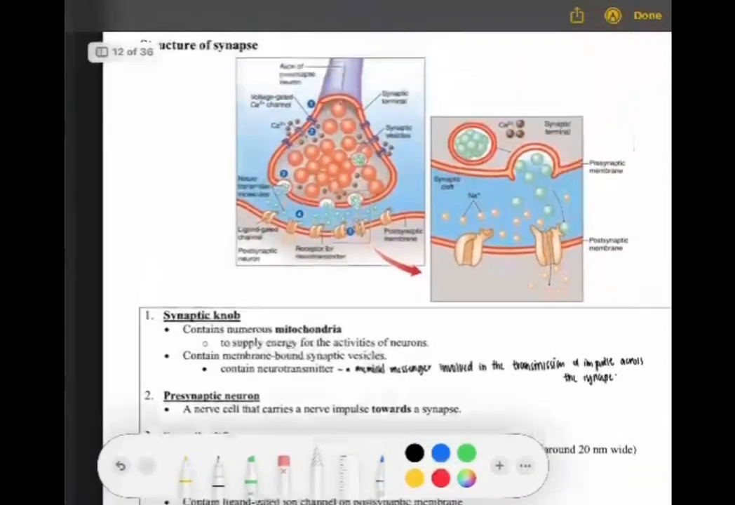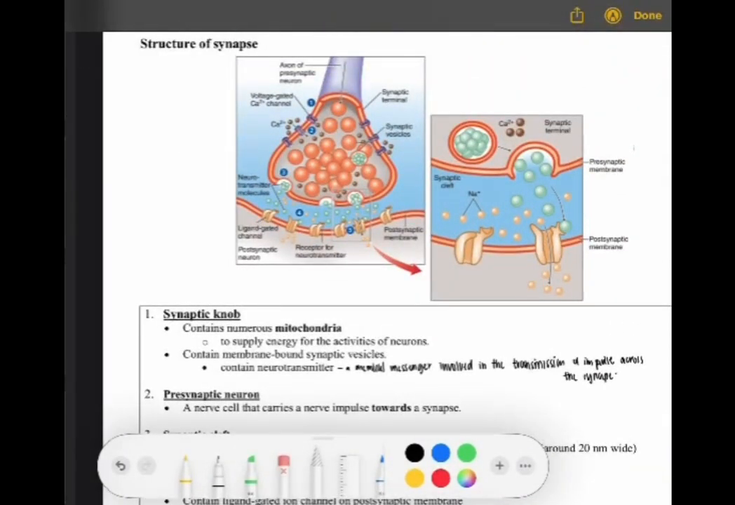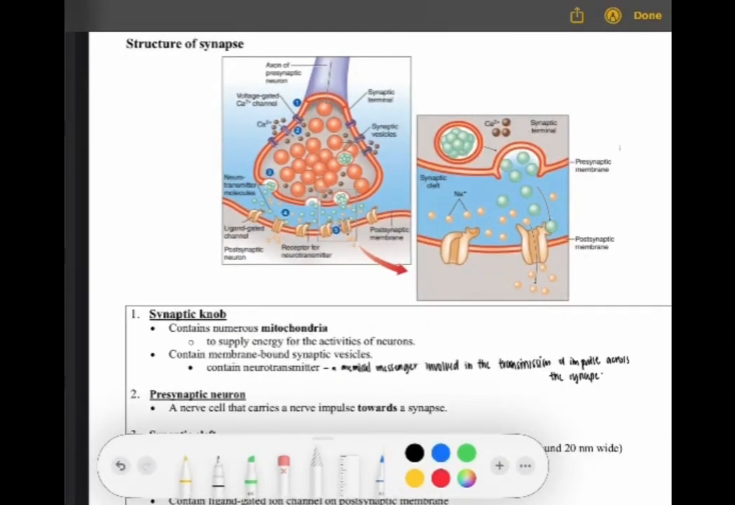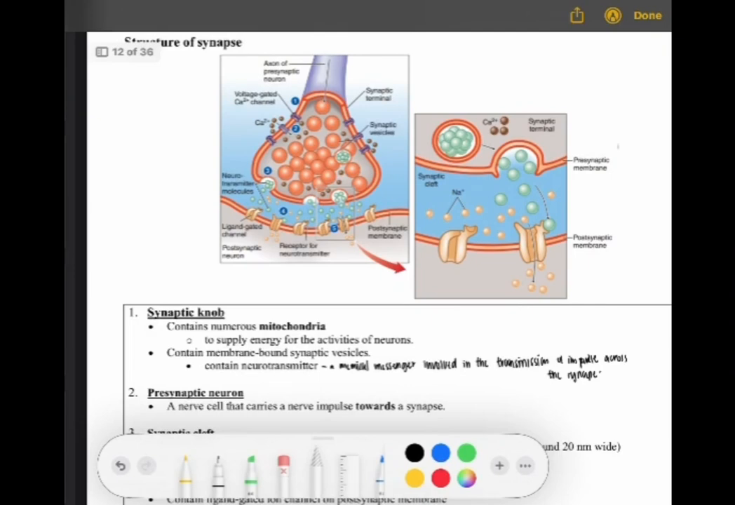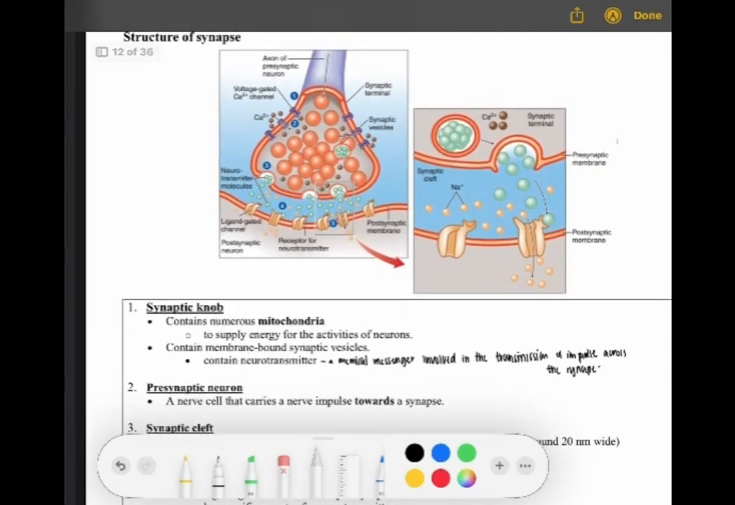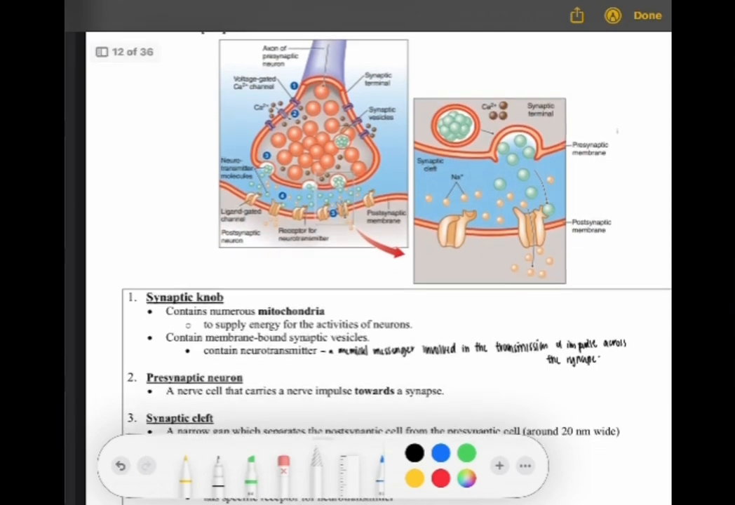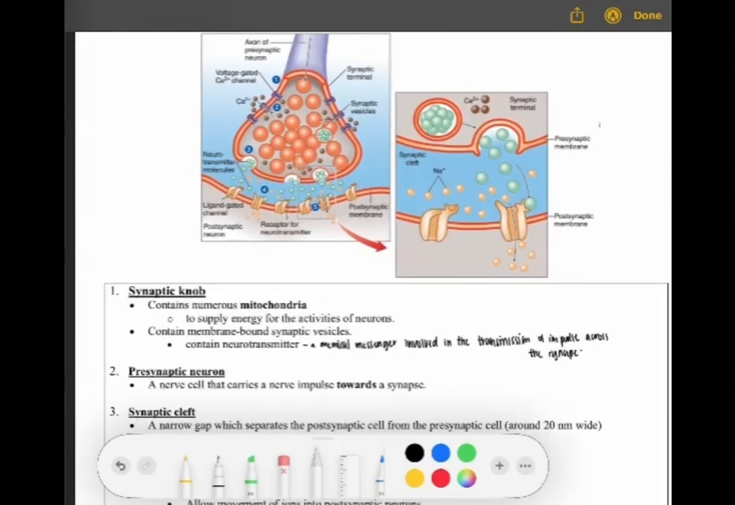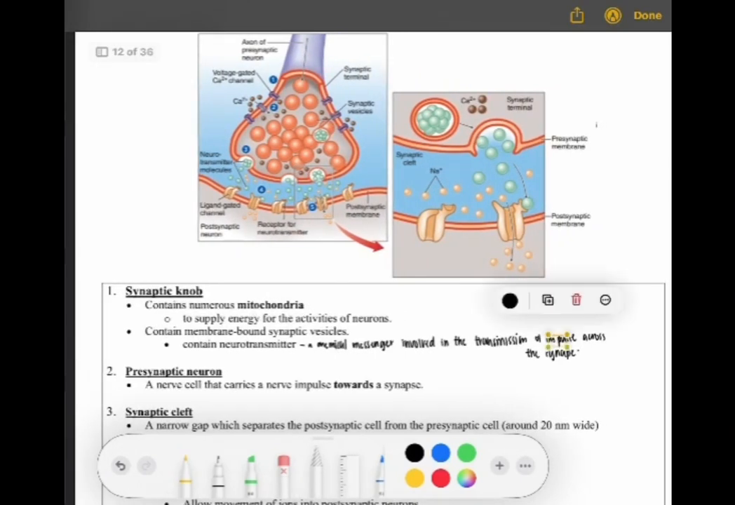What you need to know is the synaptic knob, which is this part, and it contains numerous mitochondria to supply energy for the activities of neurons. Next, it has membrane-bound synaptic vesicles, which is this little thing. They contain neurotransmitter, which is a chemical messenger involved in the transmission of impulse across the synapse.